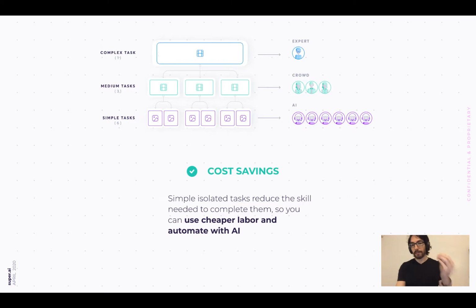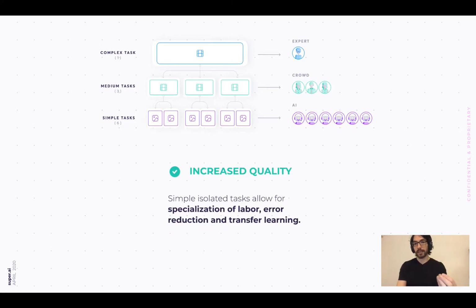Yeah, so the first benefit of data programming is you get this massive cost savings, because we built this programming language on top of labeling primitives to be able to make it very easy to decompose it into simple tasks. The second benefit is you get a huge increase in quality. And so because you have these simple isolated tasks, this, going back to Adam Smith even, specialization, you get a specialization of labor.